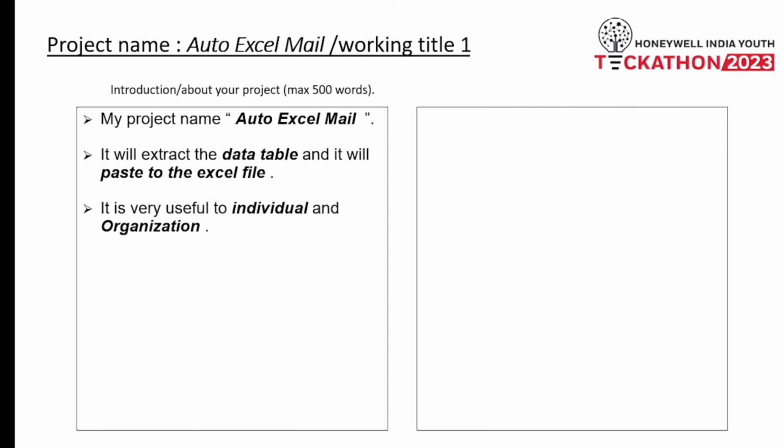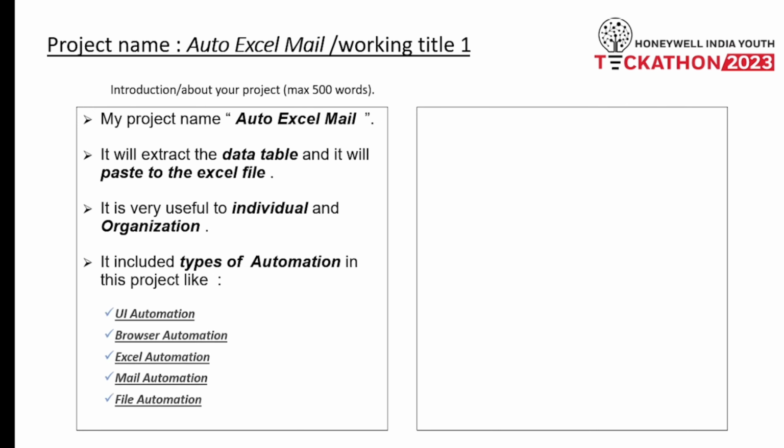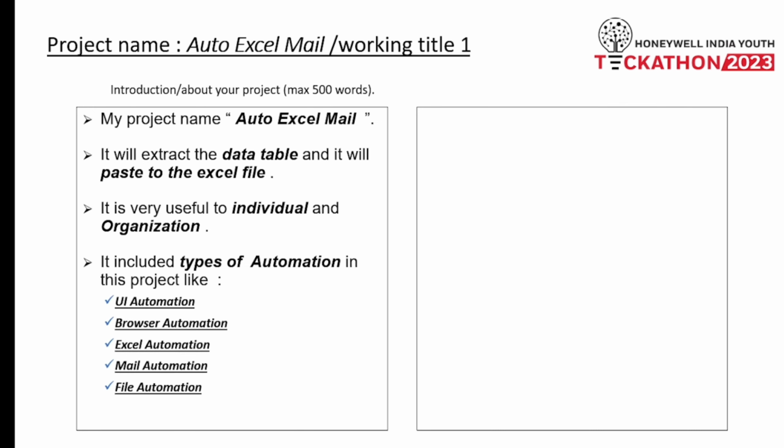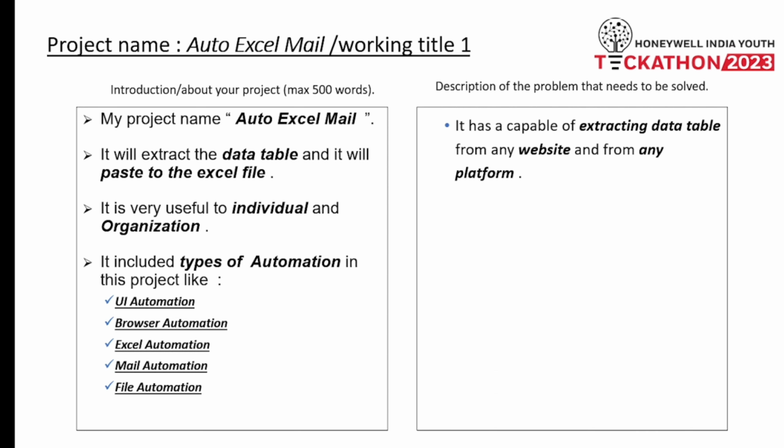It is very important for the organization. You have given seven automations. You should use some three cases, but I have used five cases: UI, browser, Excel, mail and file automations. Okay, let's see what problem it will solve.